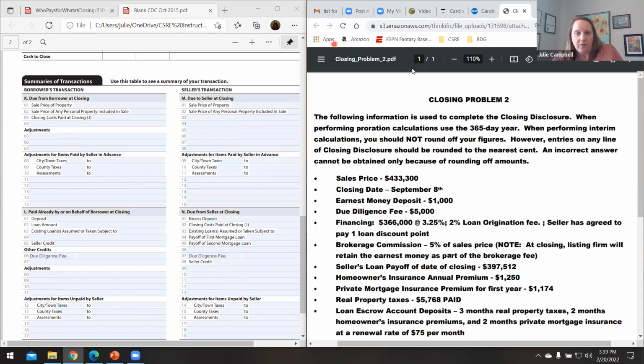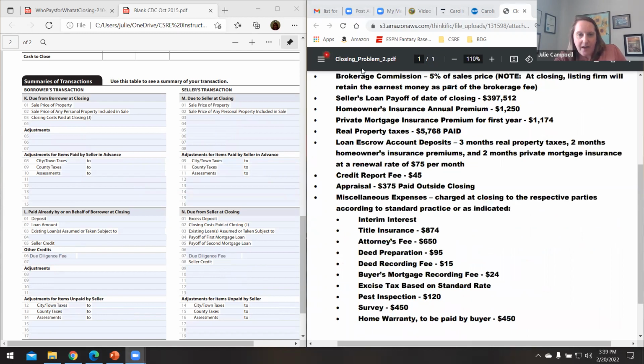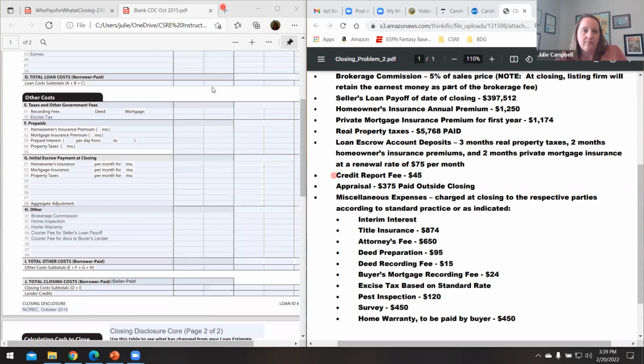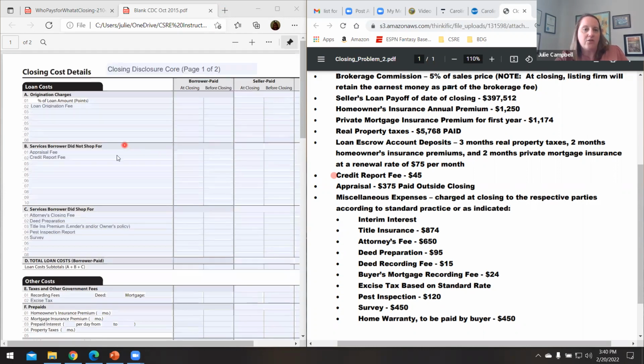So let's talk about the one that you're going to do for homework. Off the bat, there's an error. Not in the way you're going to do it, but if you're looking at the answer solutions, they actually have the credit report in the wrong column. We know the credit report was paid outside of closing, right? And when you look at the solutions in Learn, Test, Pass, they have it here. So I'm reminding you guys that the credit report and the appraisal fee are going to be in the borrower paid before closing.